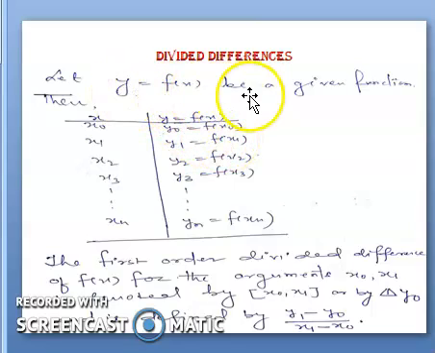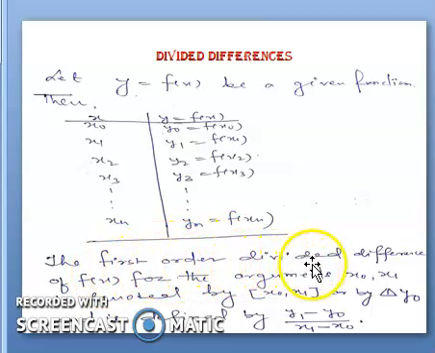Let y equal to f(x) be the given function, then this is the x column: x0, x1, x2, x3 up to xn, and here y equal to f(x) is the given function, y0 equal to f of x0, y1 equal to f of x1, y2 equal to f of x2. On substituting the different values of x, x1, x2, x3 up to xn, we will get the different values of the y column, that is y0 = f(x0), y1 = f(x1), y2 = f(x2), y3 = f(x3), and the last one is yn = f(xn).